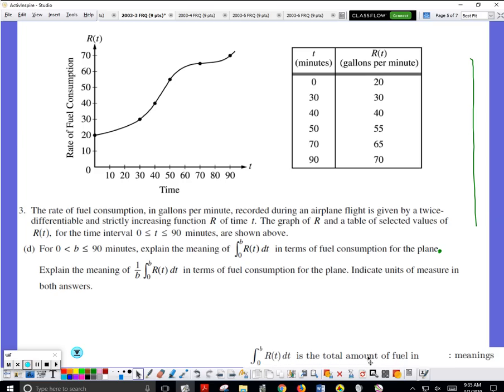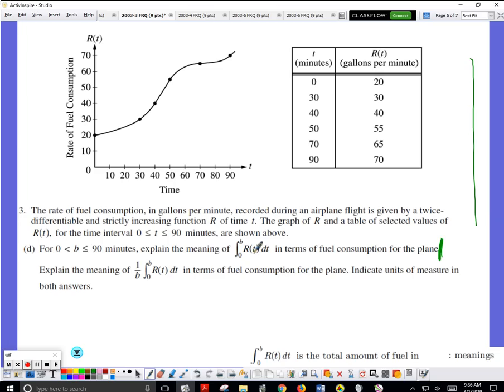Okay. From 0 to 90 minutes, where b is in between there, so b is between 0 and 90. Explain the meaning of this integral in terms of the fuel consumption for the plane, and I stop at the period. So I just want to do that much. Basically, all you have to do is think about what the integral is calculating. We are integrating the rate of fuel consumption.